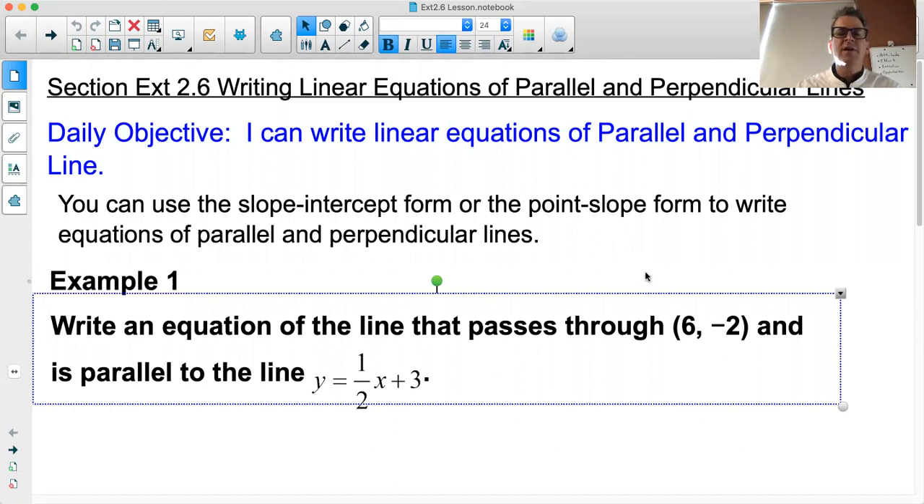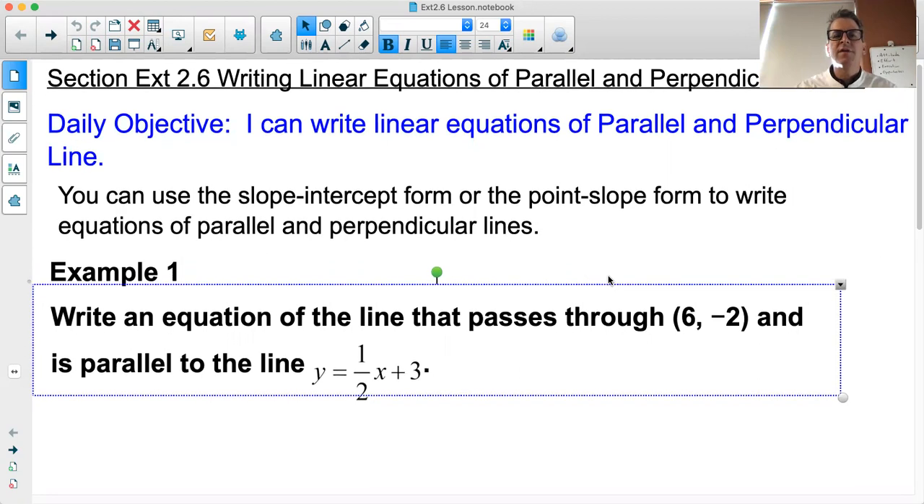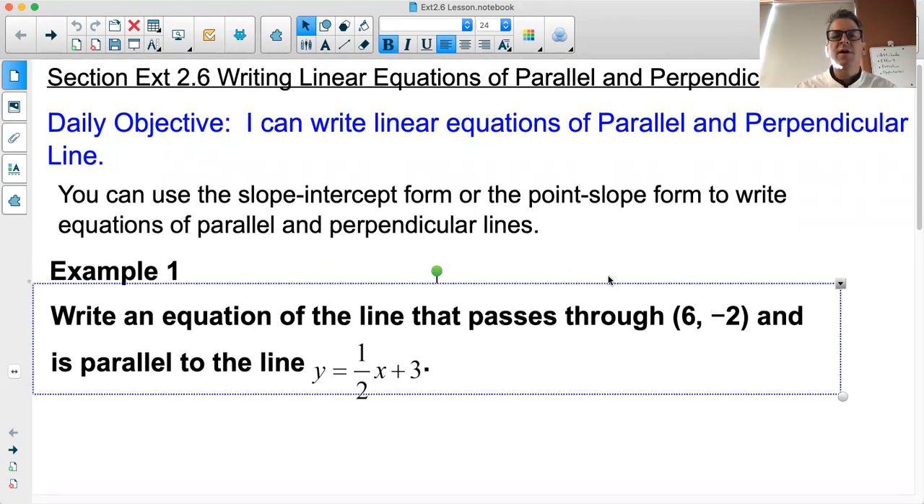Okay, it's actually a section that's not even in your book. It's actually in the next book. It's the algebra book that I haven't handed out to you. It's actually available online if you wanted to. So your assignment's going to be out of your journal, coming up. So it's extension 2.6 extension. It's writing linear equations again.